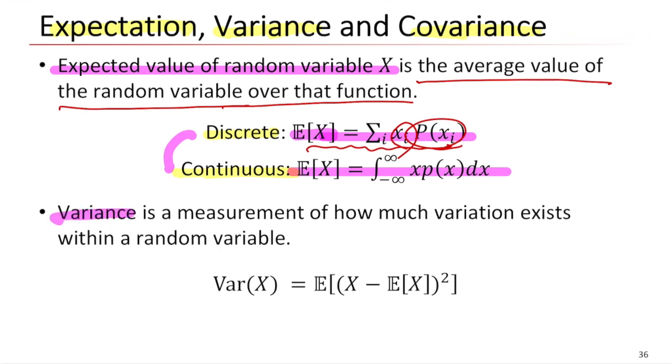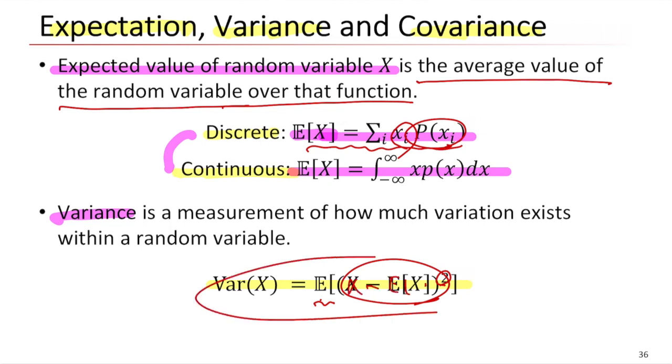So what is variance? The variance is a measurement of how much variation exists within the random variable. So the variance of x is equal to the expectation of the square of x minus the expectation of x, like this. So this is the variance definition.